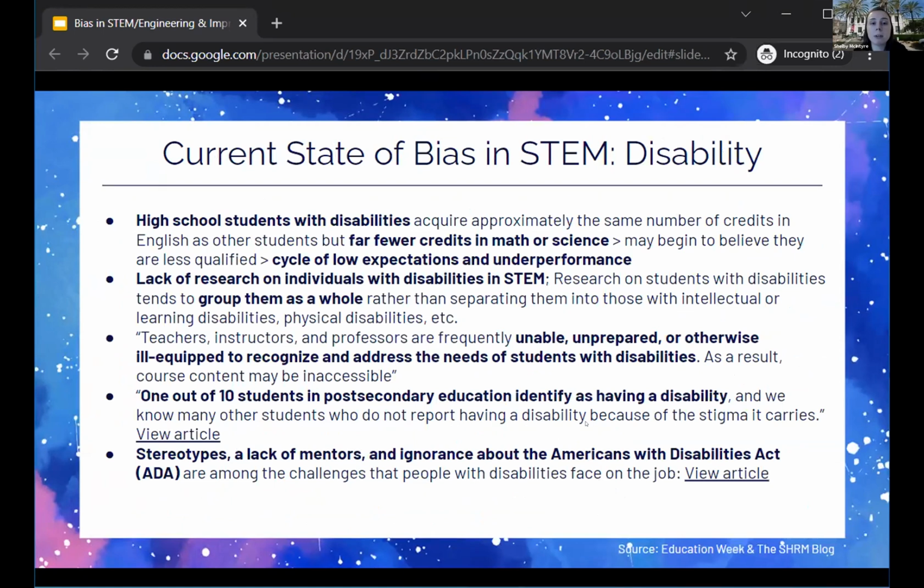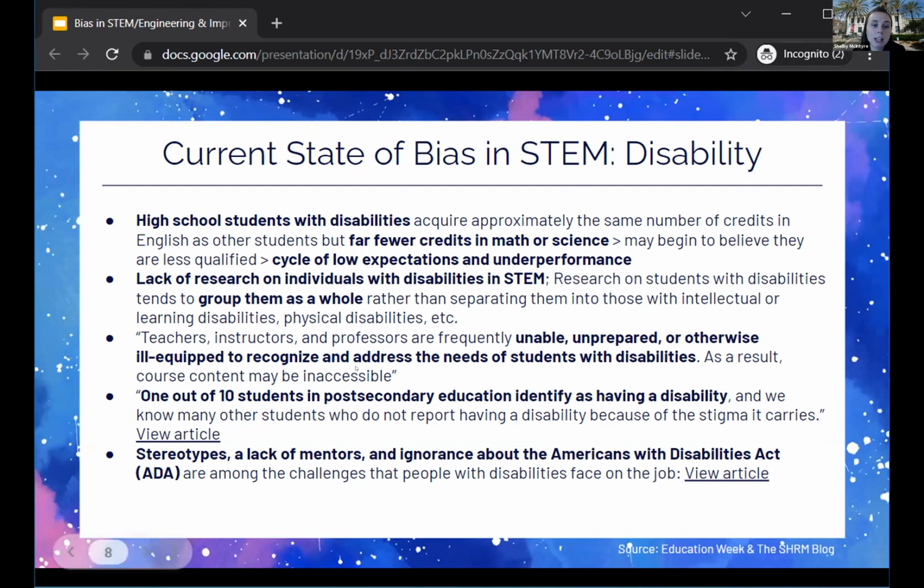All right, let's also talk about disability. So first of all, this one starts early in high school, where students with disabilities complete fewer credits in math and science that are, of course, those foundational building blocks for STEM careers. And usually they start to think they're less qualified because they're discouraged from taking those classes. There's also a lack of research on people with disabilities in the STEM field. And also disabilities is a huge group, right? There's learning disabilities, physical disabilities, mental health challenges, and all of these things impact people in different ways. So when they're all grouped together, it's really hard to create meaningful data from that.